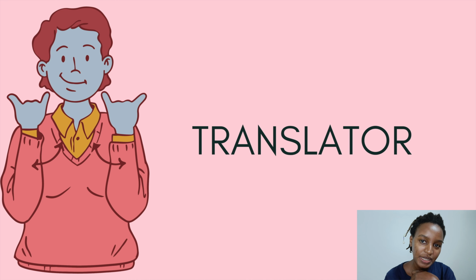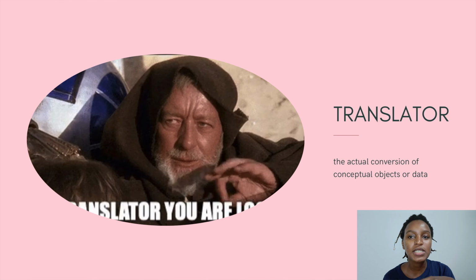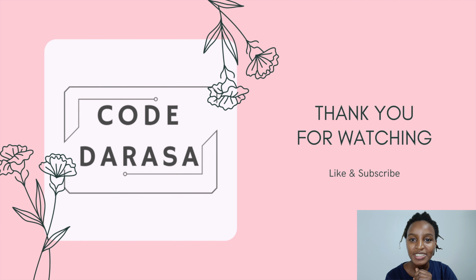Next, let's look at translators. The actual conversion of conceptual objects or data is going to happen in this translator layer. And now we've learned 3 different parts of an anti-corruption layer. You can have facades, you can have event adapters, and then they'll have a translator for both. You're also going to need some sort of mechanism for transport, for communication. And that's it on anti-corruption layer.